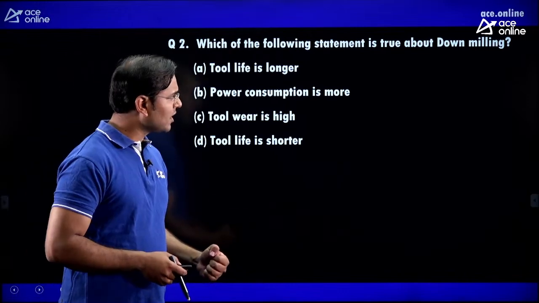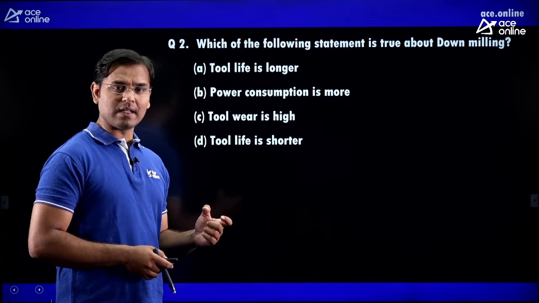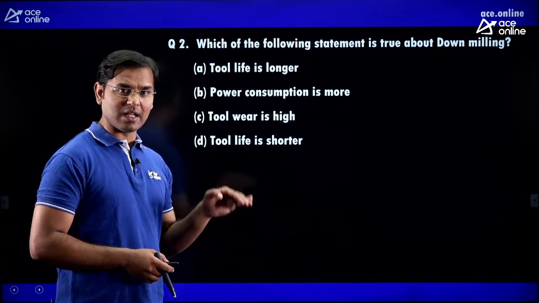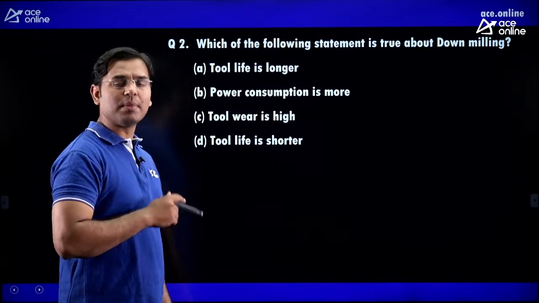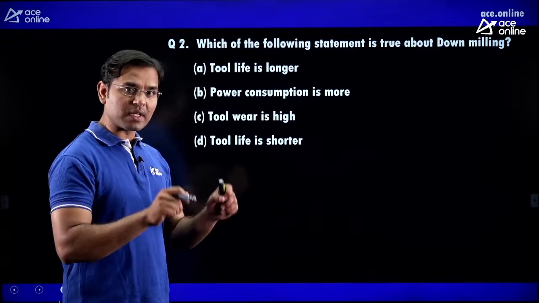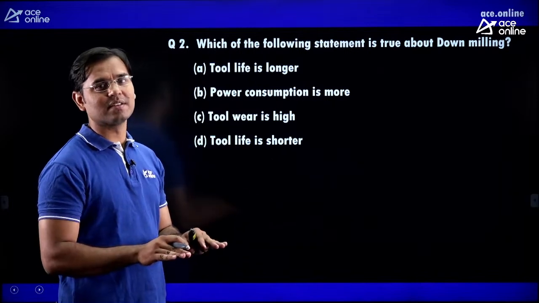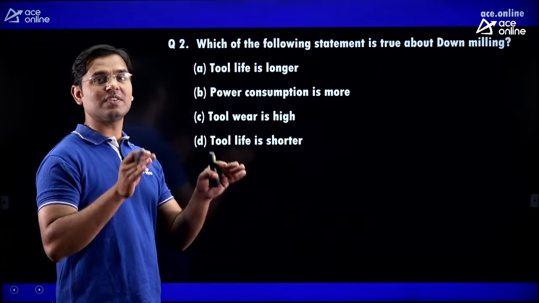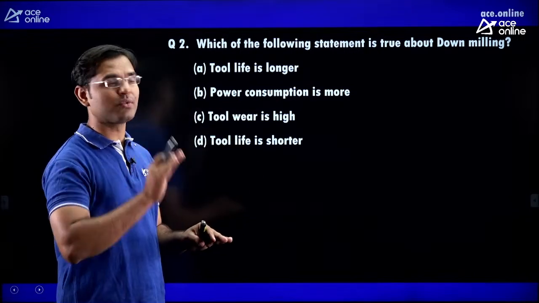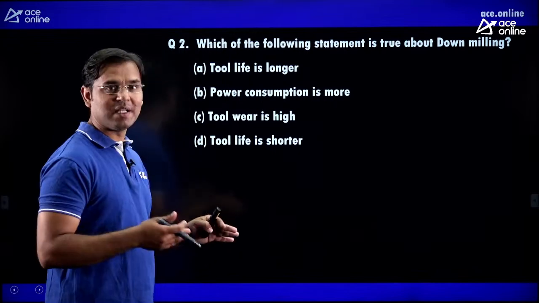Which of the following statements is true about down milling? There are two famous types of milling: one is up milling, the second is down milling. What is the advantage in down milling? The direction of the milling cutter and the direction of the workpiece remain the same. Hence the forces and power required are less. Hence the wear of the tool is less, so the tool life will be better.